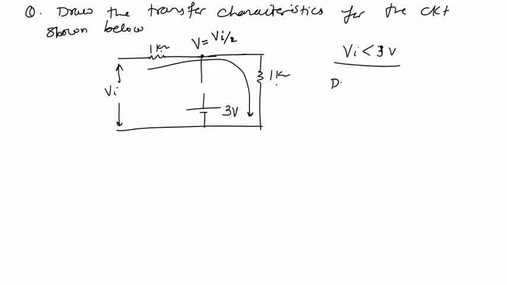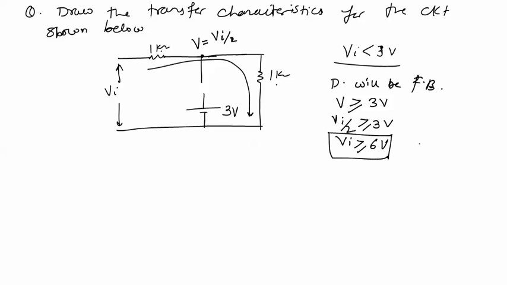Now we know that diode D will be forward biased only if V is greater than or equal to 3 volt, that is, Vi by 2 is greater than or equal to 3 volt, that is, Vi is greater than or equal to 6 volts.